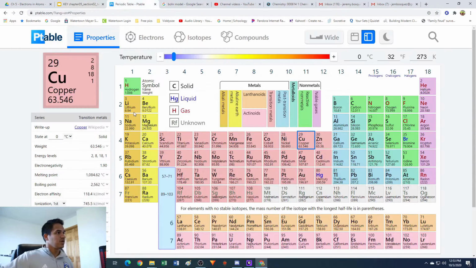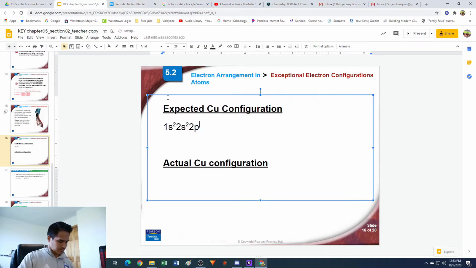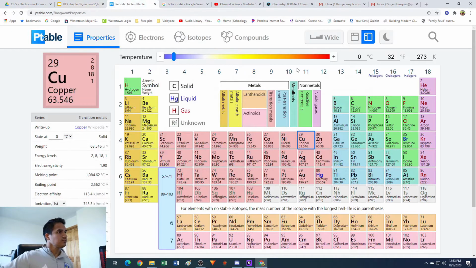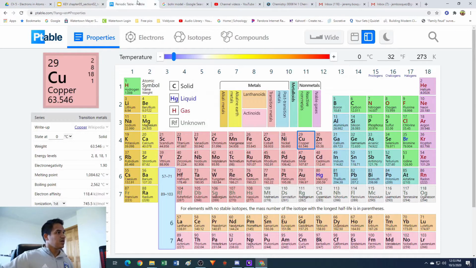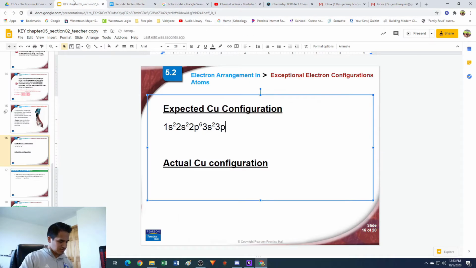2s2. Then we go to the p block, so 2p, 1, 2, 3, 4, 5, 6, so 2p6. Then we go row 3, 3s2, right? Go to magnesium, that's 3s2, so 3s2. Then we go to the p block, so 3p, 1, 2, 3, 4, 5, 6, so 3p6.